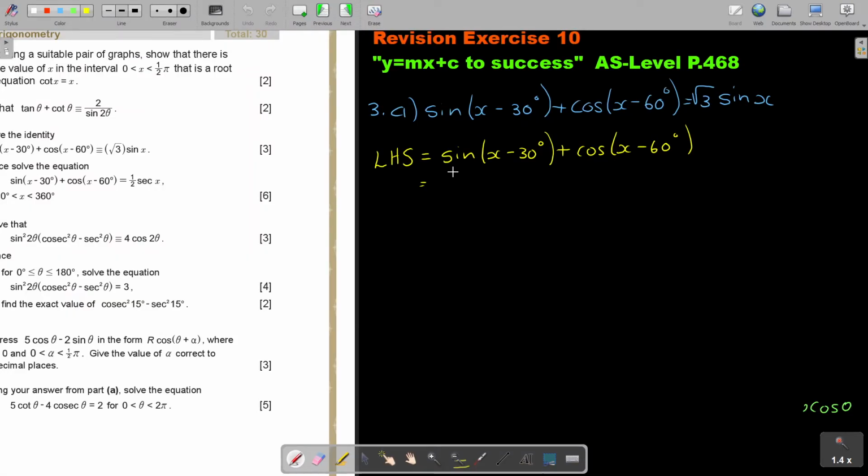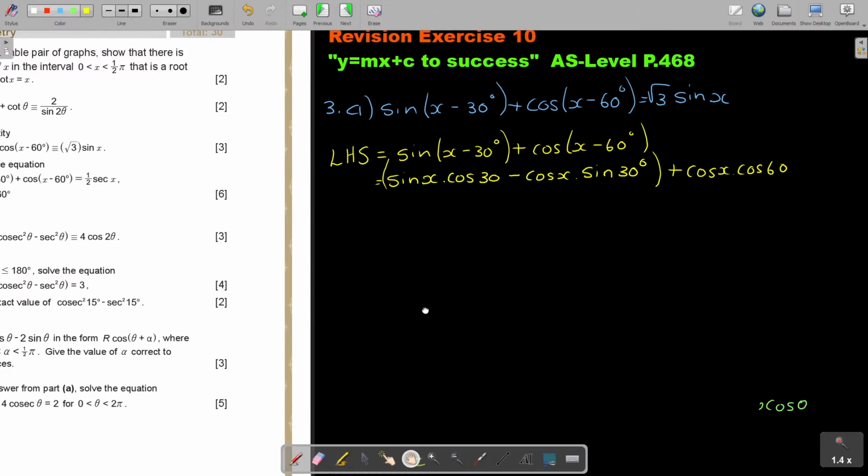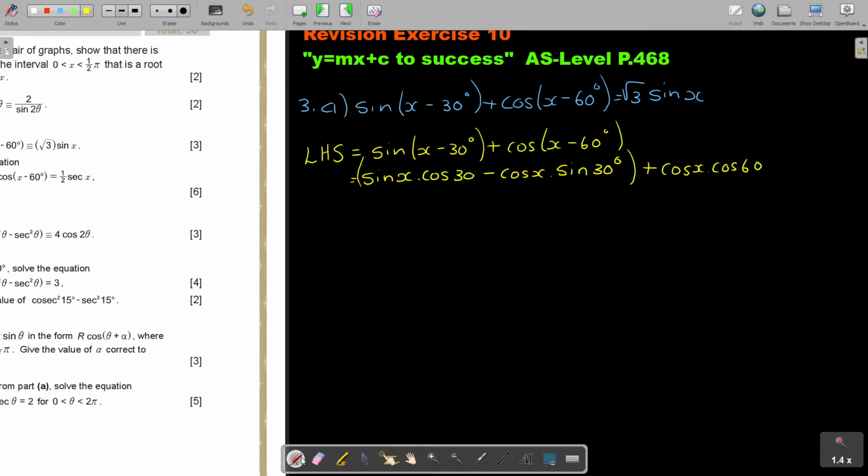Okay, so let's start. Remember, this one was sin x cos 30°, same sign, minus cos x sin 30°. Okay, we can even put a bracket. Plus, this one is going to be cos x, and then stay with cos 60°. Opposite sign, plus, okay, so it's not so necessary to write that, but plus, and then sin x sin 60°.